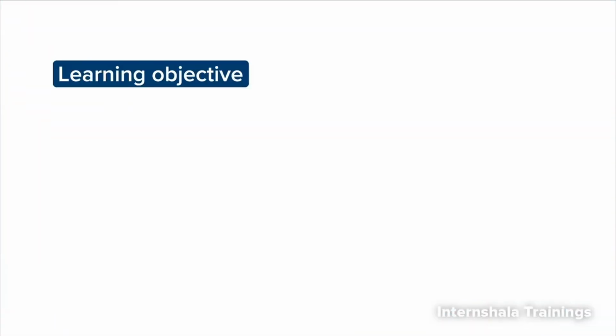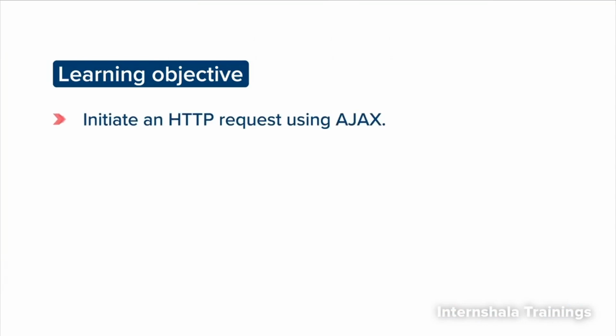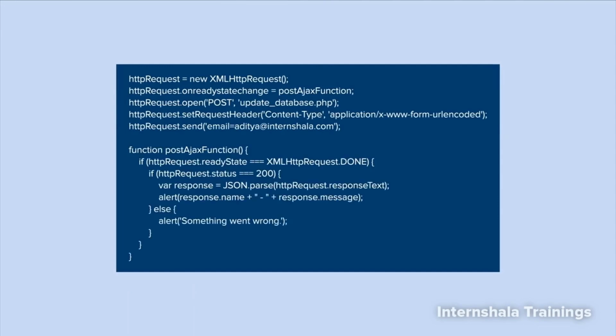After going through this video, you will be able to initiate an HTTP request using AJAX. In the previous video, we discussed this code line by line to understand how an AJAX request is initiated. We also discussed that once this AJAX request is successfully executed, it returns us some data. Let us continue and learn about this data, that is how it is returned and more.